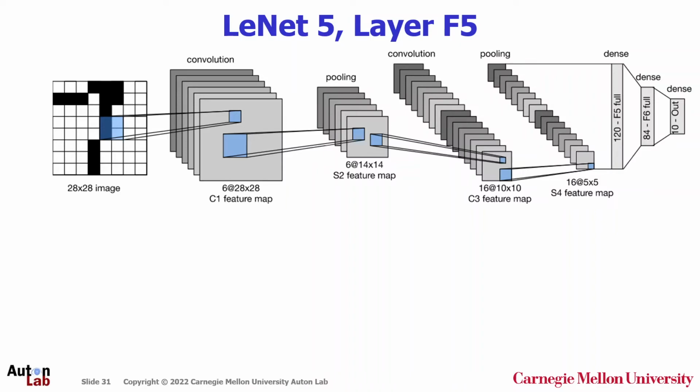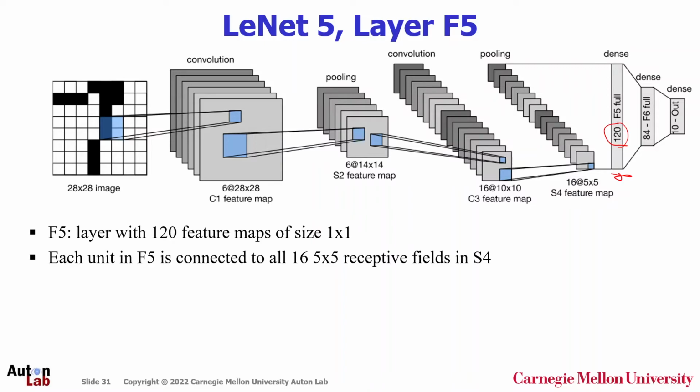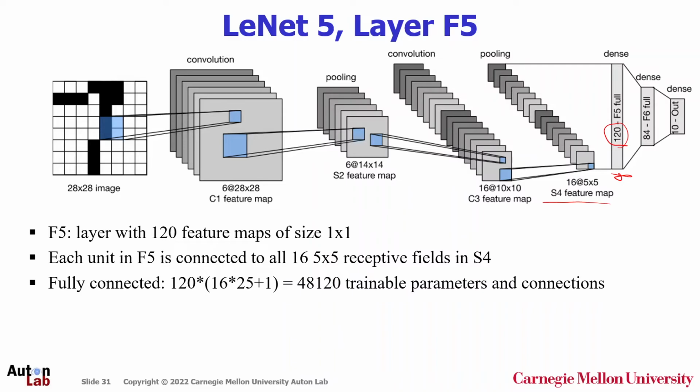The next layer, F5, is a fully connected layer. It has 120 neurons. Each of them is connected to all the 16 times 5 times 5 neurons on the previous layer S4. Each of them has a bias parameter as well. So this layer has 120 times (16 times 25 plus 1 for the bias parameter) trainable parameters.